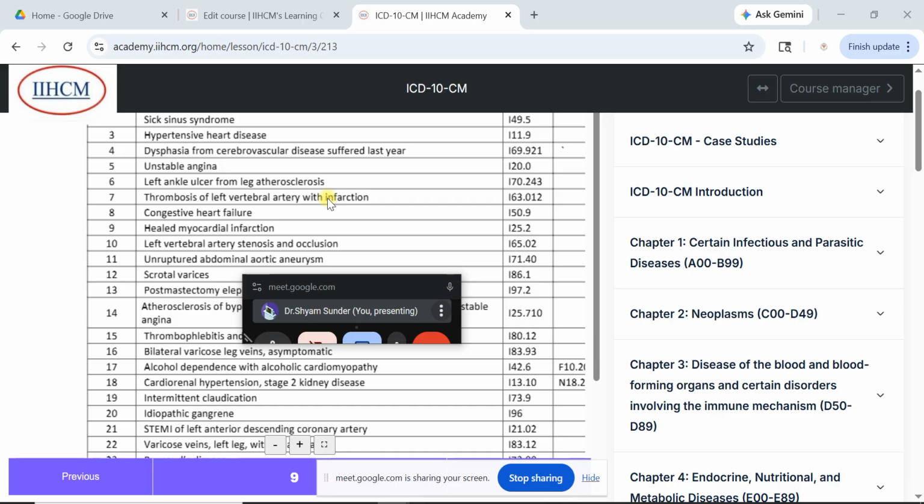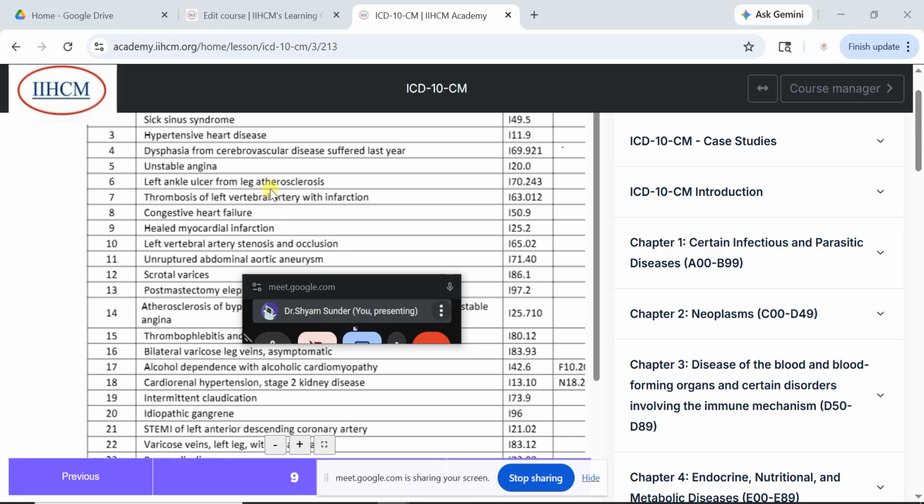Arteriosclerosis and atherosclerosis, these are synonyms. That's the reason if you go to atherosclerosis, it will tell you to see arteriosclerosis. So only these two terms: atherosclerosis and arteriosclerosis.